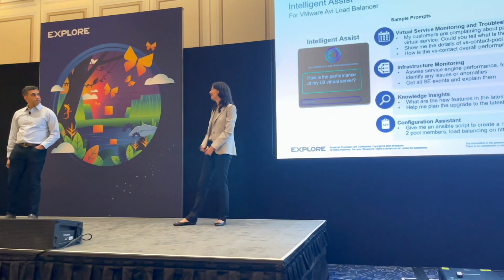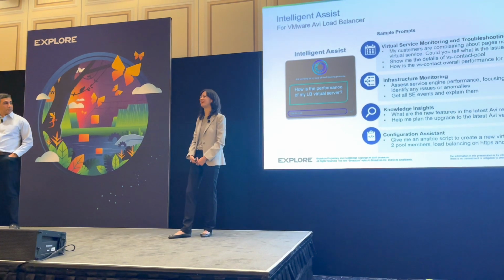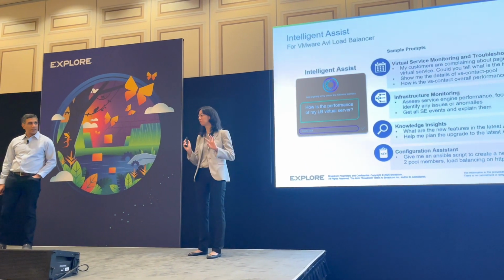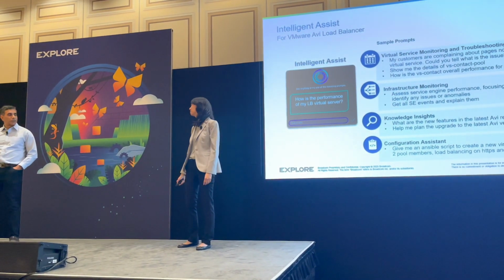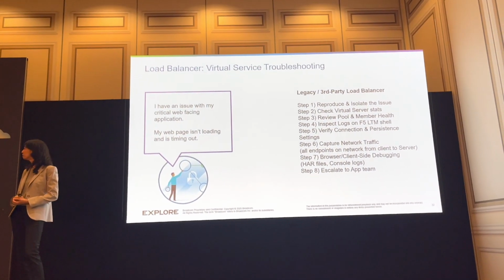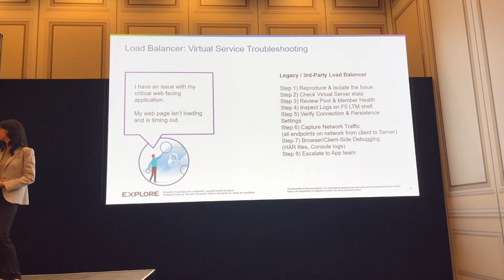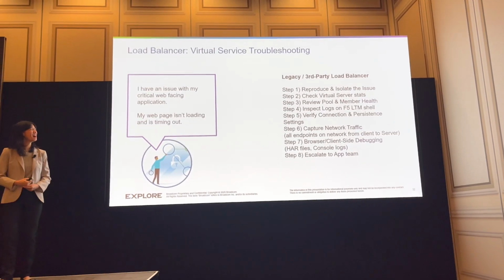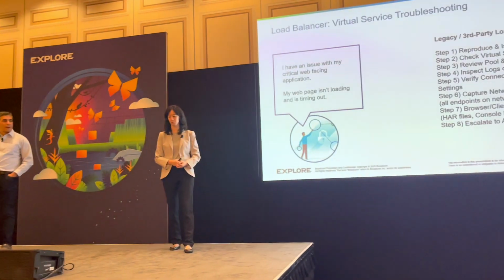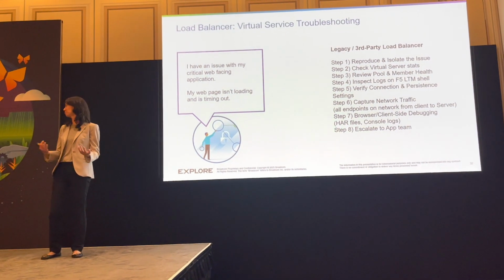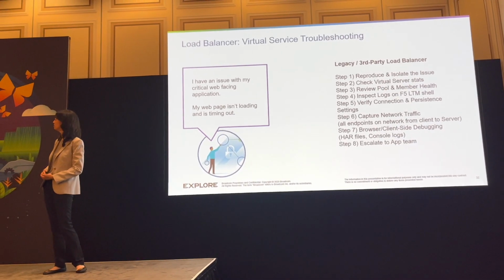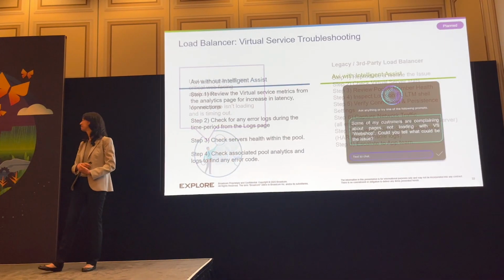So I just got a ticket, and they're complaining about the application again, and I've already ruled out that it's the firewall's problem. And I've dug through a little bit with my third-party load balancer. It takes about 9 different steps for me to go through, collect all the network traffic, look at the virtual server pools. Surely there's something a little bit easier for me with VMware AVI if I were to jump on board? Of course, yeah. Let's take a look.